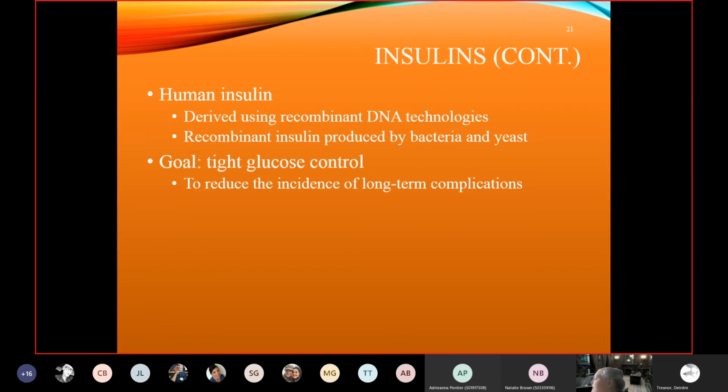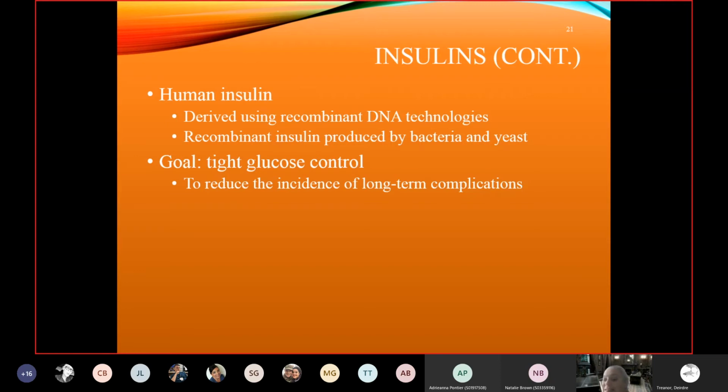Human insulin, as I talked about a little, comes from recombinant DNA, or rDNA. It's produced by bacteria and yeast, and it helps decrease the long-term incidence of complications. So the human-based products, the ones that are human insulins, you can see on page 505.